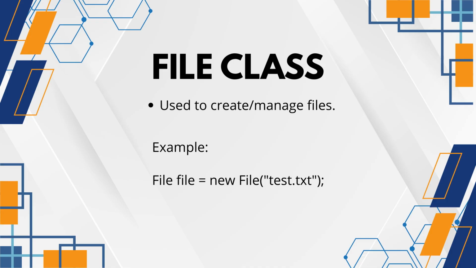Let's begin with the File class. The File class in Java is used to represent and manage files or directories. It allows programmers to perform operations such as creating files, checking file existence, and obtaining file information. In the example shown, a File object named file is created and associated with a file called test.txt. Creating a File object does not automatically create the actual file. Instead, it creates a reference that Java can use to interact with the file.